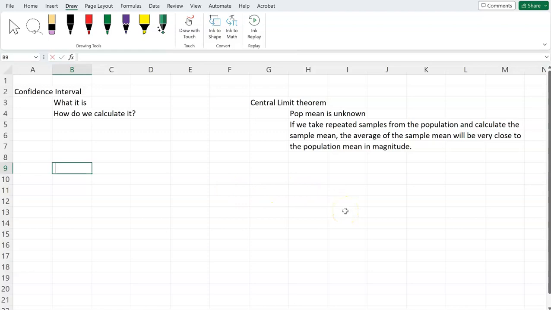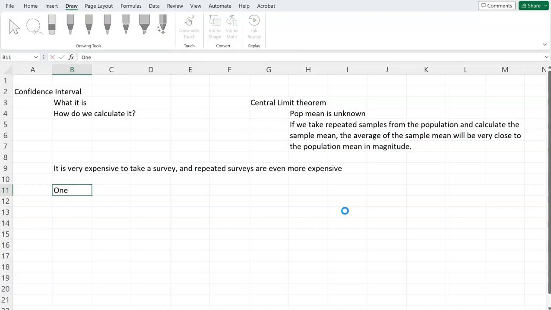The reason is that it gets very expensive, not just time-wise, but also monetary-wise, to take a survey, and repeating a survey over and over again to get closer and closer to the population mean gets even more difficult. In many cases, we just have one shot. So we just have this one opportunity, quoting Eminem, and we have to get our inference about the population mean from this sample mean.